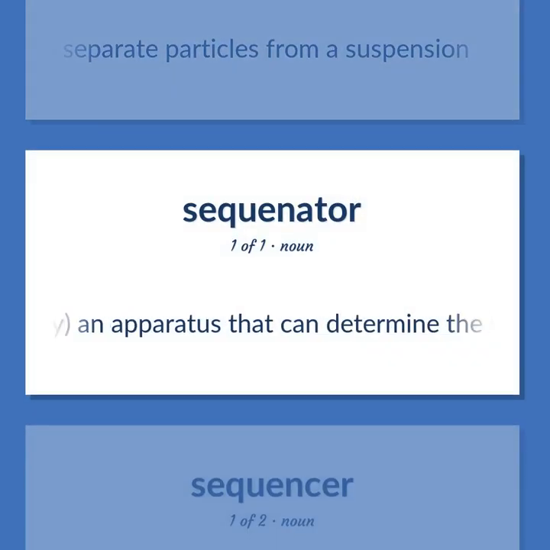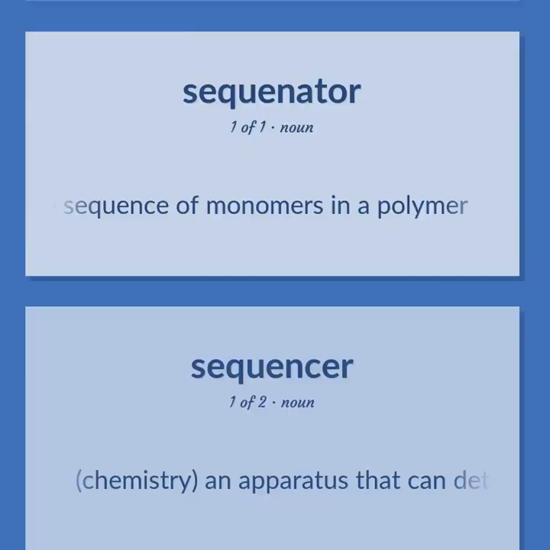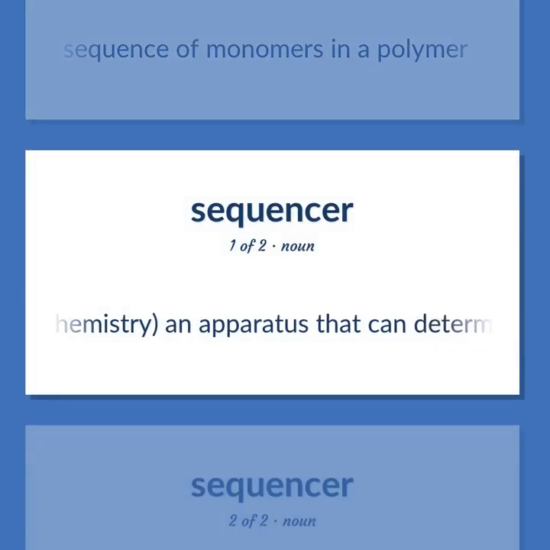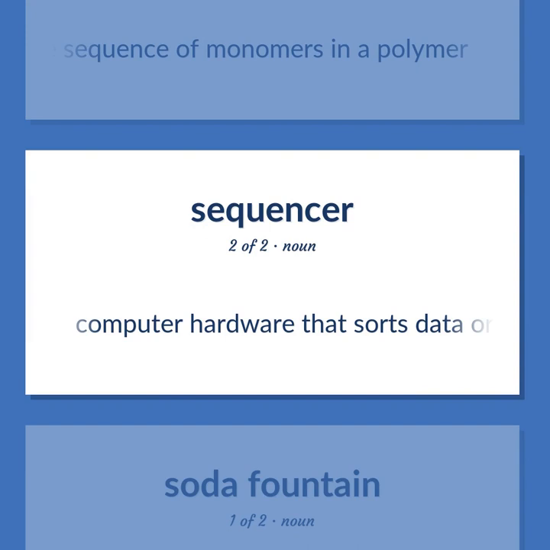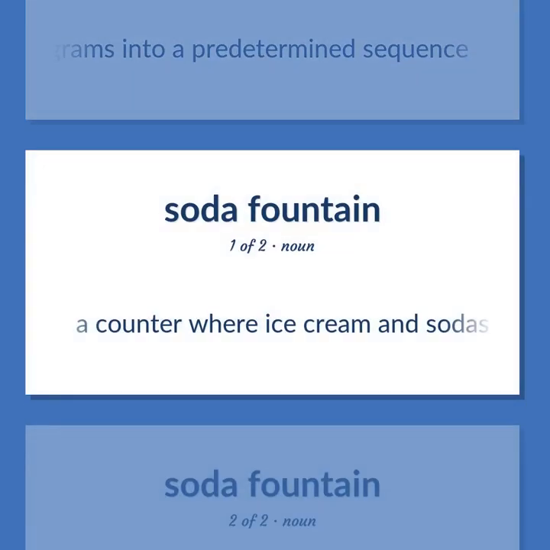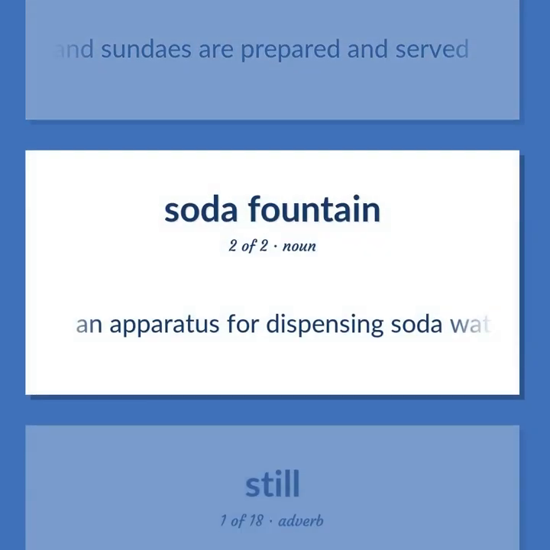Chemistry. An apparatus that can determine the sequence of monomers in a polymer. Computer hardware that sorts data or programs into a predetermined sequence. A counter where ice cream and sodas and sundaes are prepared and served. An apparatus for dispensing soda water.